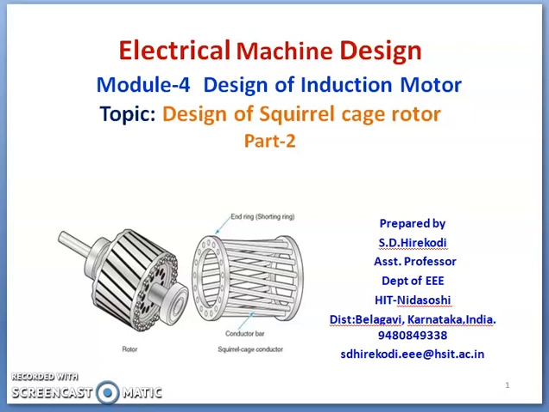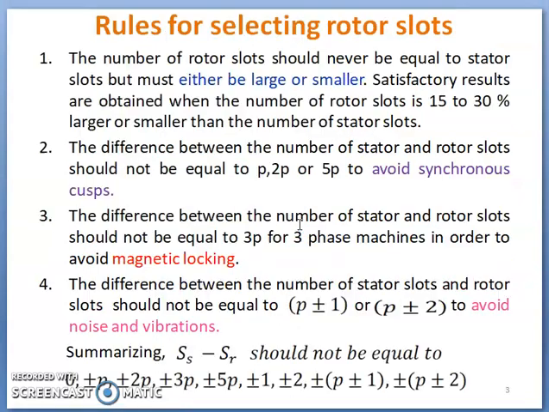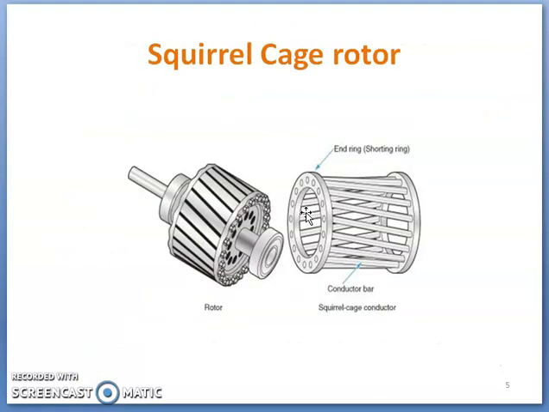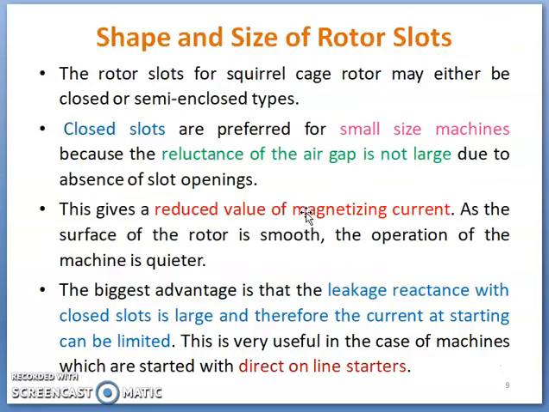Dear students, this is a continuation of the previous lecture on the design of the squirrel cage rotor. In part 1, we discussed estimation of the number of rotor slots, the rules followed for selecting rotor slots, and the combination of stator and rotor slots to avoid synchronous cusp, magnetic locking, noise and vibrations. Then, in the design of rotor bars and slots, we discussed how to obtain rotor bar current and area of rotor bars. Then we discussed shape and size of rotor slots.